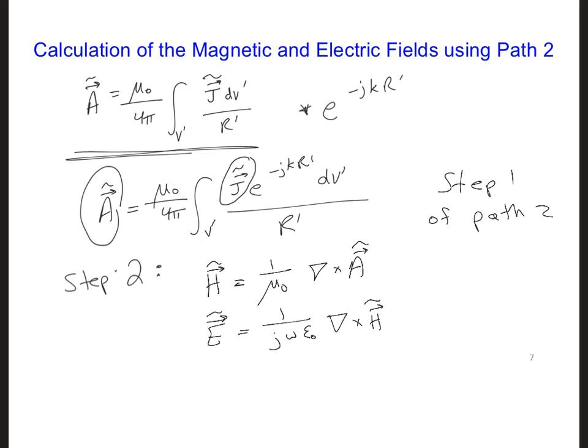Get out your in-class project notebook and write down these three equations, this one and these two. And these are the equations that we'll be solving in order to follow path two and to predict the electric and magnetic fields radiated by our antenna inside the human body.